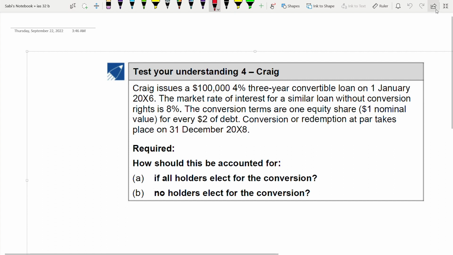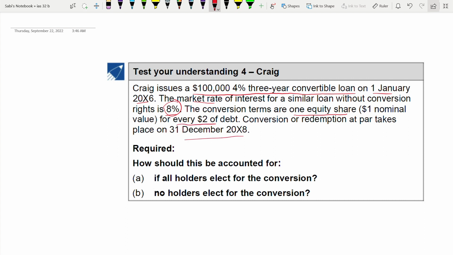Here you have issued 100,000 4 percent 3-year convertible loan on 1st of Jan 2006. Market rate, that means market interest rate for a similar loan without the conversion is 8%. That means this 8% you have to use as a discount factor. And conversion terms are one equity share for every $2 of debt. Conversion takes place on 31st December 2008. From 1st of Jan 2006 till 31st December 2008 is 3 years. 2006 the whole year, 2007 and 2008.